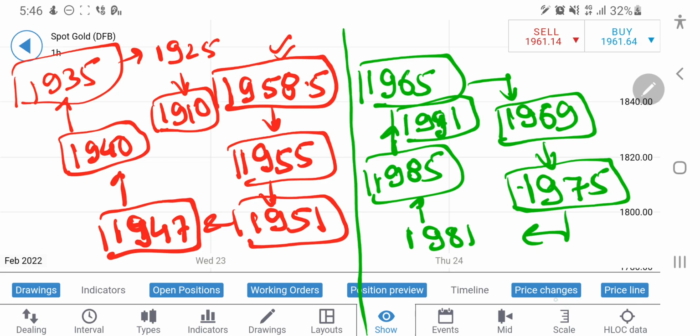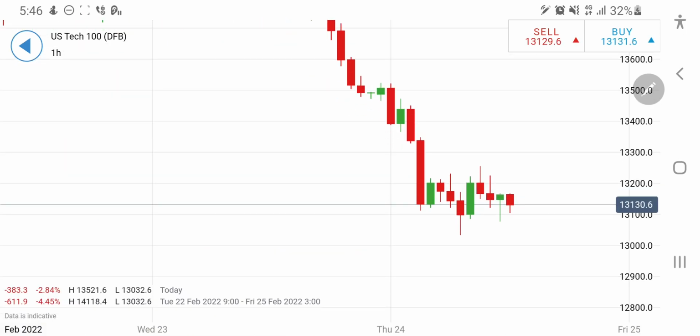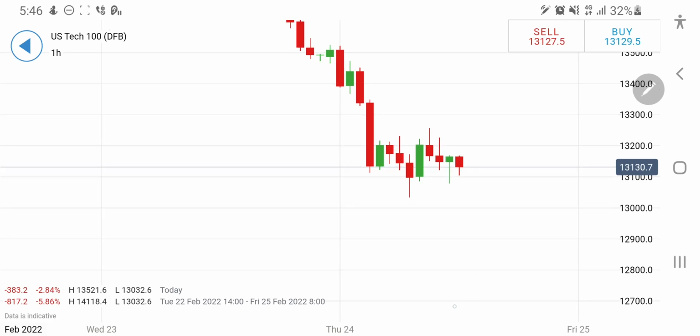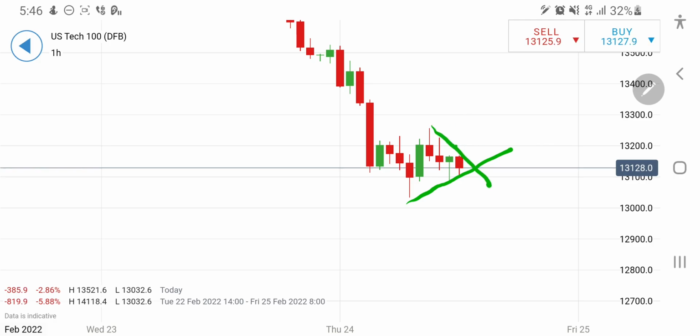Now let's move towards US100. First, this is the hourly chart for US100, and if you can see, higher lows is something which we can see, and lower highs as we can see. Only on breaking 13200, I will recommend you to go long. Once it breaks 13200, you can definitely go long.